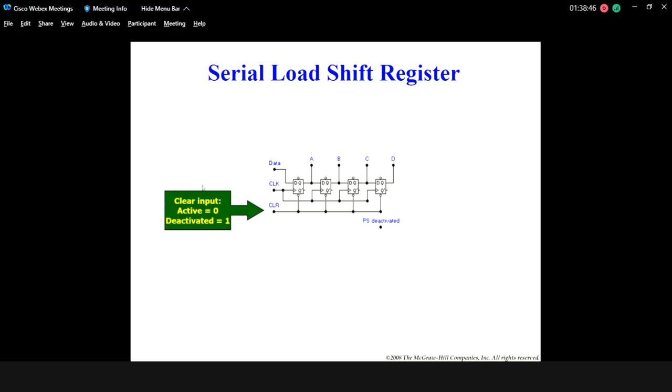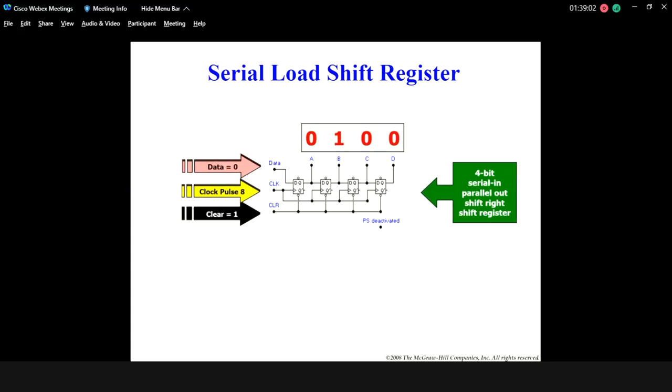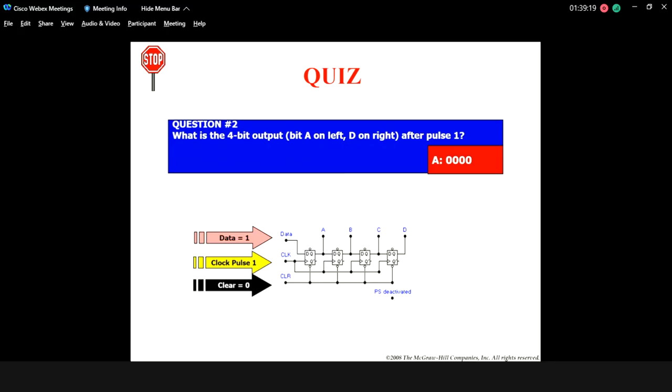So this one is series load. We only give the data in series one by one, and then we get a different ABCD output. So the clock is always going as normal. In your computer you have a clock, right? The data is based on what you give as input. So this is an example of series loading, parallel output.